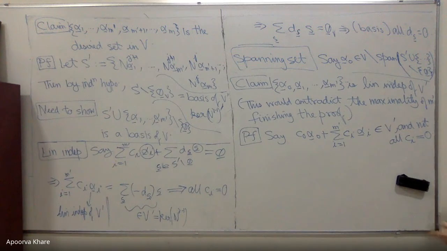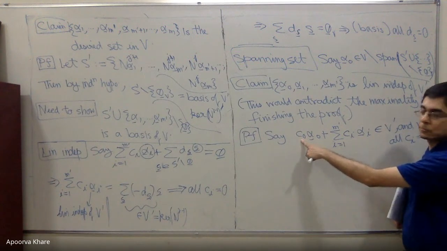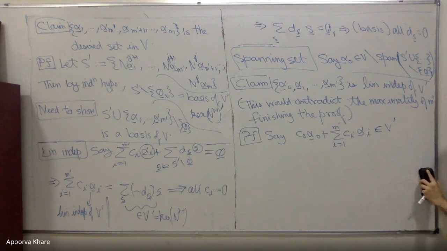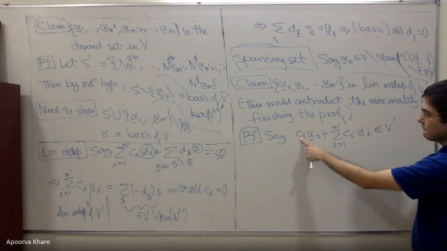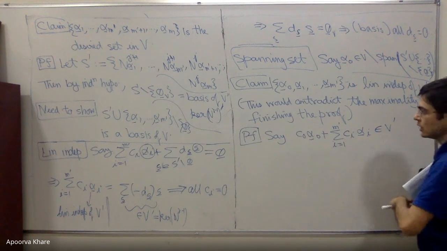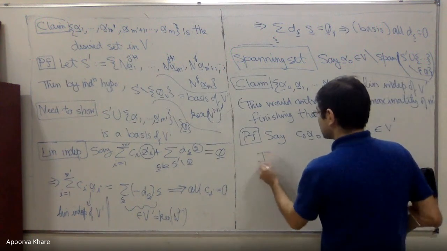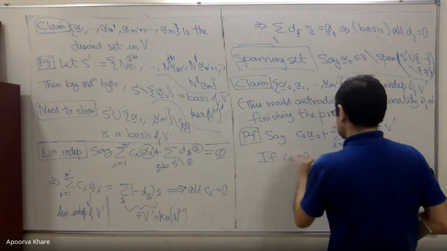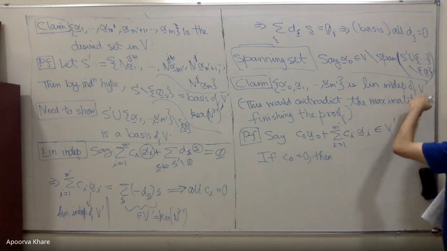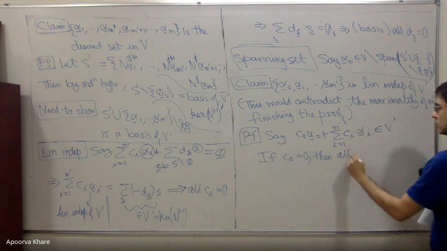Now, if this was 0, actually maybe I don't really need to say that. I want to prove that all the Ci are 0. Suppose this was 0, then all of them would have to be 0. Okay, so if C naught is 0, because we already know that these guys are linearly independent of V prime, therefore all Ci are 0.